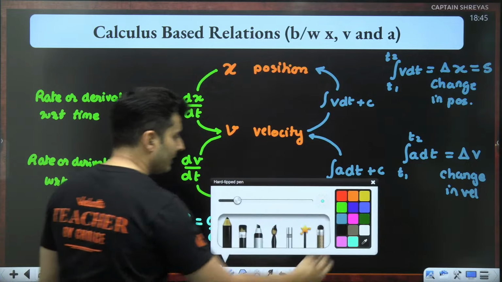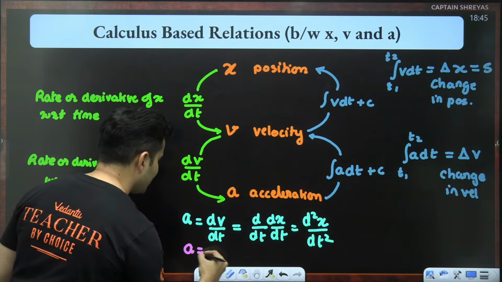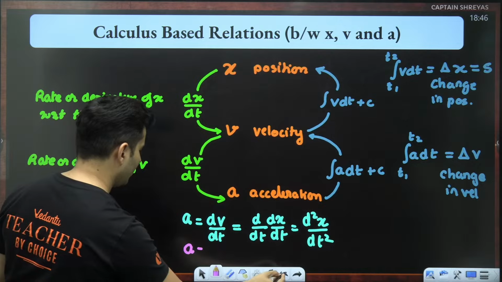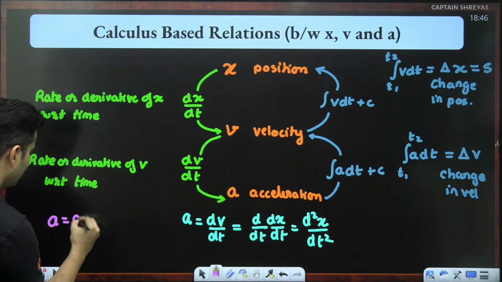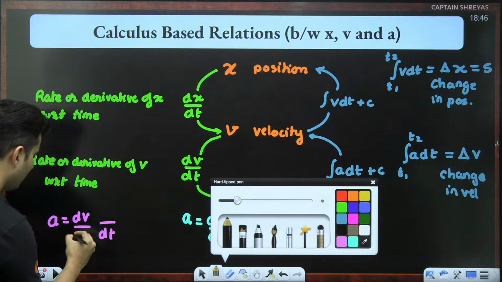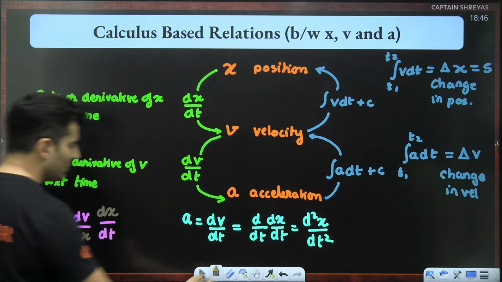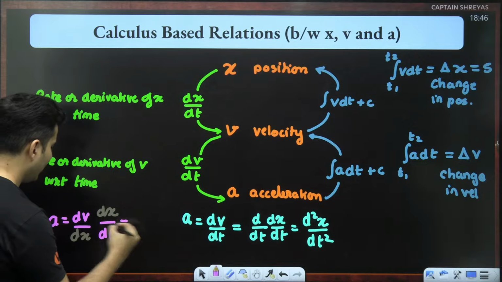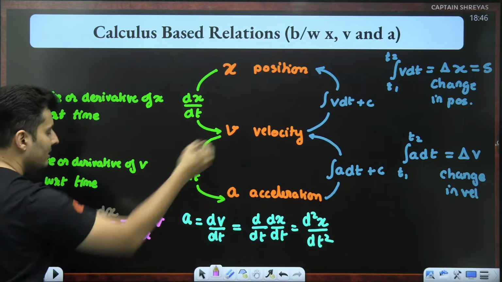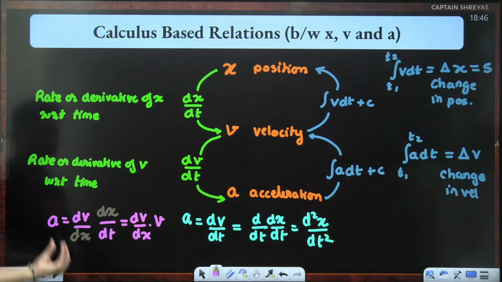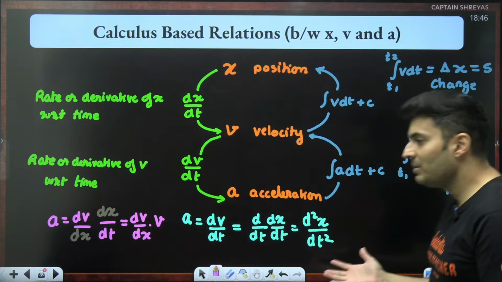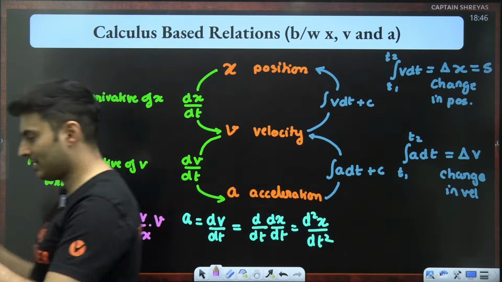This is one way. Another way of writing that acceleration is using the chain rule. I don't have space over here, let me write it somewhere else. I can also write acceleration as dv by dt, but at the same time, I divide by dx and multiply by dx using the chain rule. So what I get is dv by dx, and dx by dt is velocity. So this is also an important formula. Acceleration is v dv by dx, or acceleration is the second derivative of x with respect to time. All these things might be useful at some place or the other.